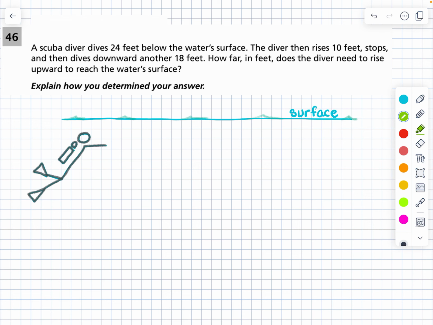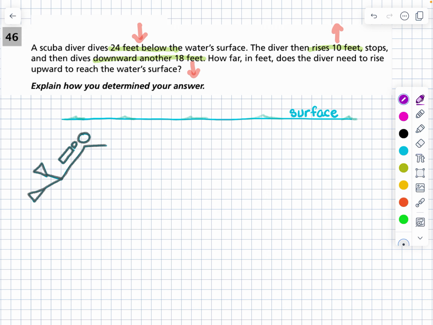Alright, so let's just highlight all the values that they give you. They go 24 feet below the water surface, which means they're going down because it's below the water surface. And then they rise 10 feet, so that's going to be going back up. And then they go back downward another 18 feet. And then they want to know where do they end up, and how far away are they from the surface.